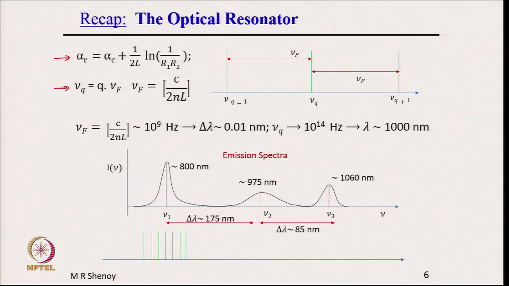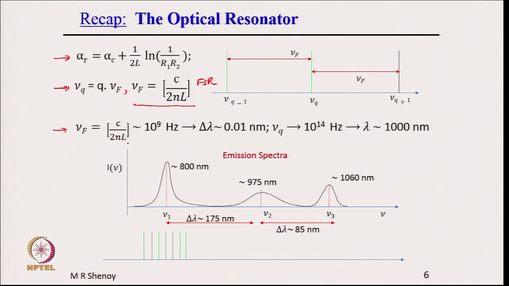Nu q, the resonance frequencies. The resonators are characterized by resonance frequencies, which are equal to q into nu f. So, nu f here is the free spectral range, the FSR, which is equal to c by 2nL. C is the velocity of light, n is the refractive index of the medium, and L is the length of the resonator. Q is an integer.